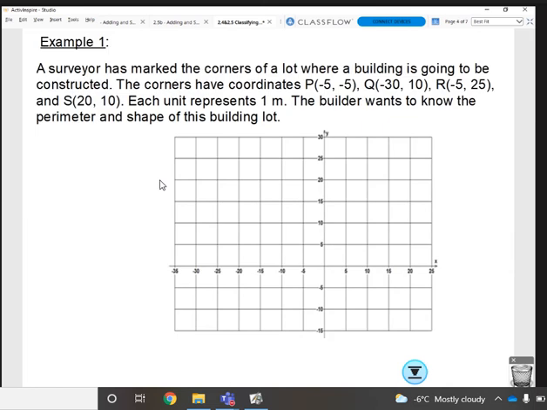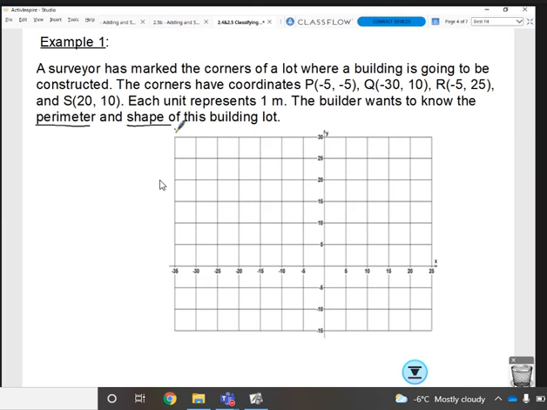Okay. Oh, this graph, be careful, it counts by 5s, all right? It says a surveyor has marked the corners of a lot where a building is going to be constructed. The corners have coordinates P, Q, R, and S. Each unit represents 1 meter. So instead of writing units, we can write meters. The builder wants to know the perimeter of this thing, and also the shape. What type of shape is this?